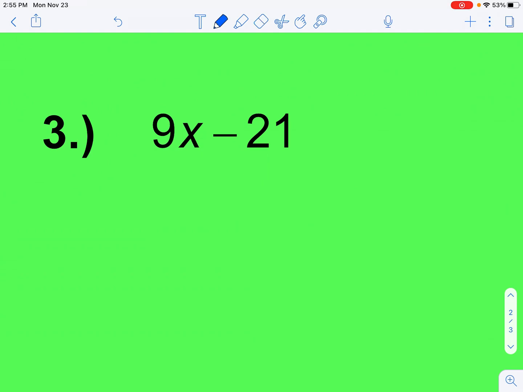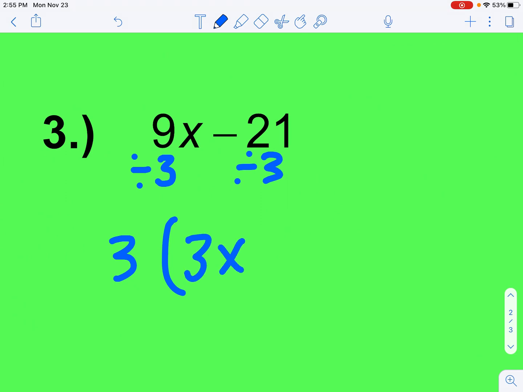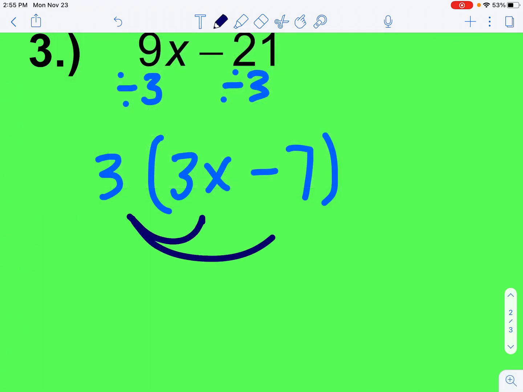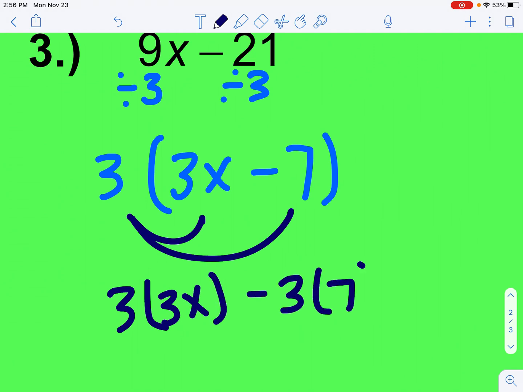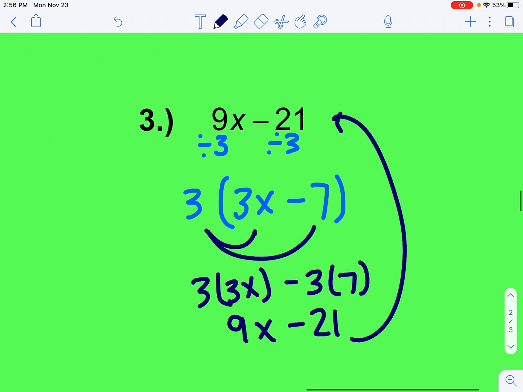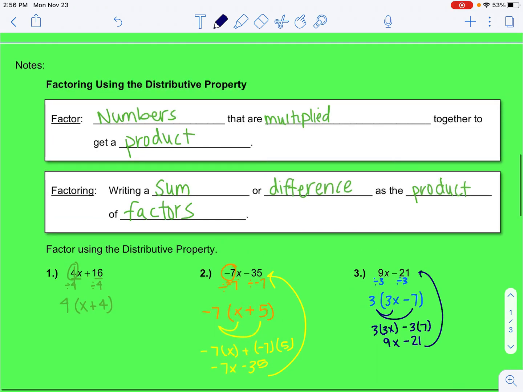So what other numbers could I pull out of a 9 and a 21? Yeah, I could pull out a 3. So that 3 is going on the outside. 9 divided by 3 gives us 3x. And then 21 divided by 3 gives us 7. And let's just double check our work to make sure we got it right. 3 times 3x minus 3 times 7. 3 times 3x is 9x minus 21. That's what we got, so we are done.